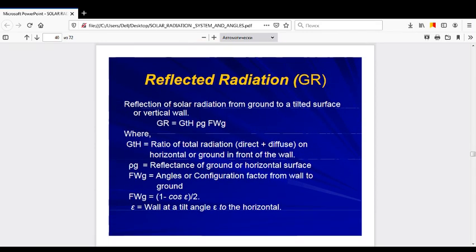Reflected radiation G_R. Reflection of solar radiation from ground to a tilted surface or vertical wall. G_R = G_TH ρ_G F_WG, where G_TH is the ratio of total radiation, direct plus diffuse, on horizontal or ground in front of the wall. ρ_G is the reflectance of ground or horizontal surface. F_WG is the configuration factor from wall to ground, F_WG = (1 - cos ε)/2, where ε is the wall tilt angle to the horizontal.